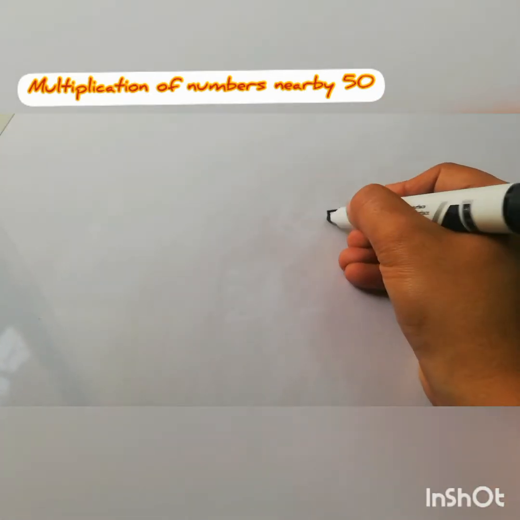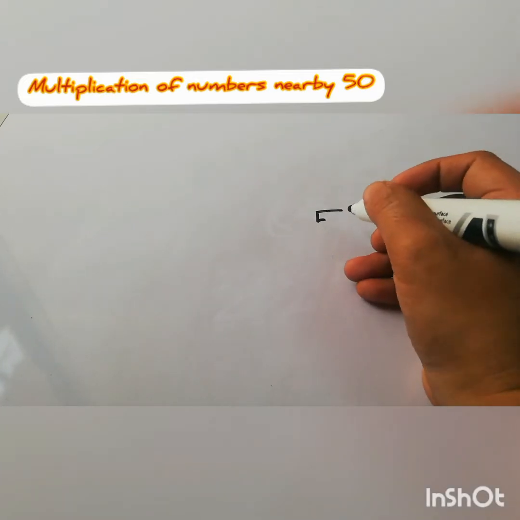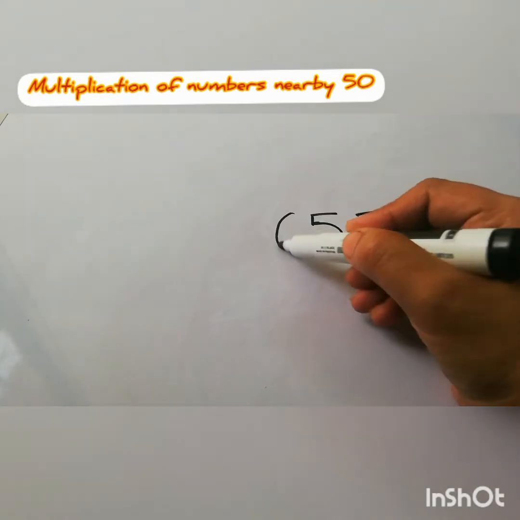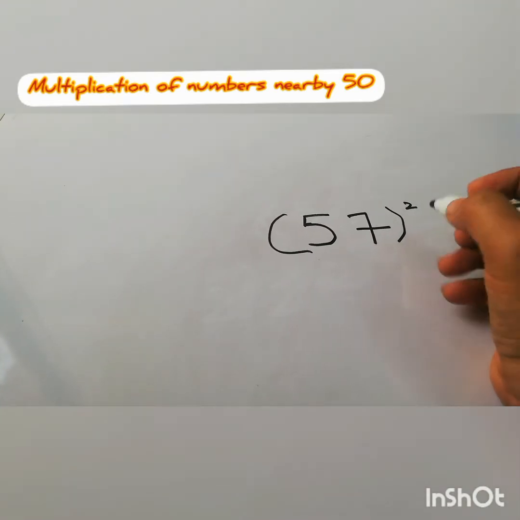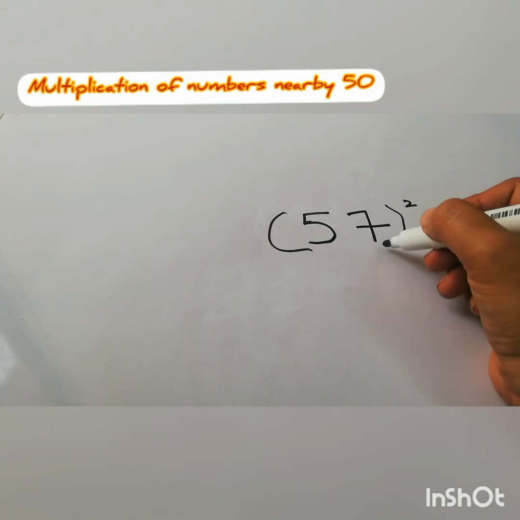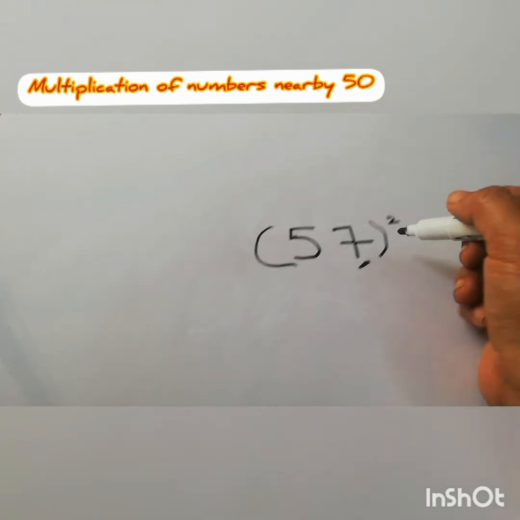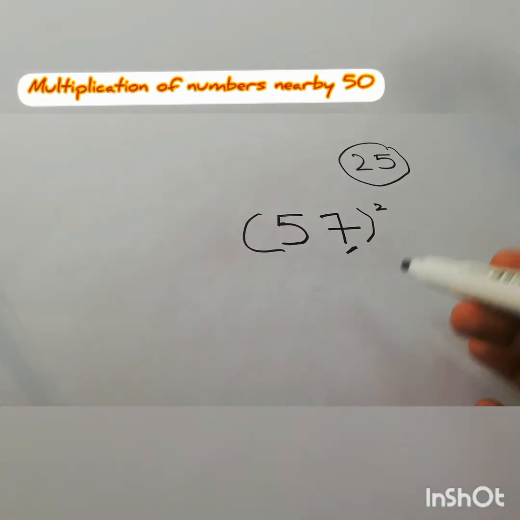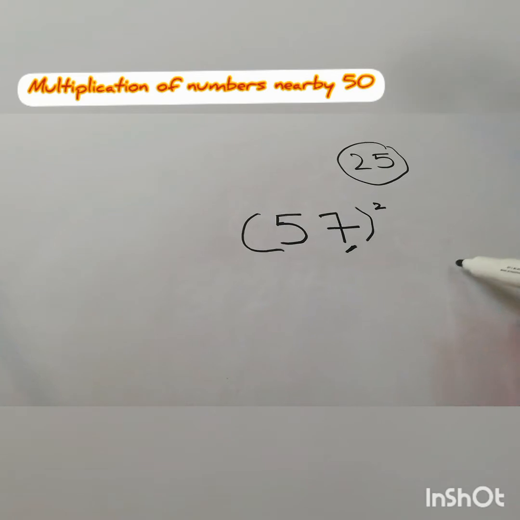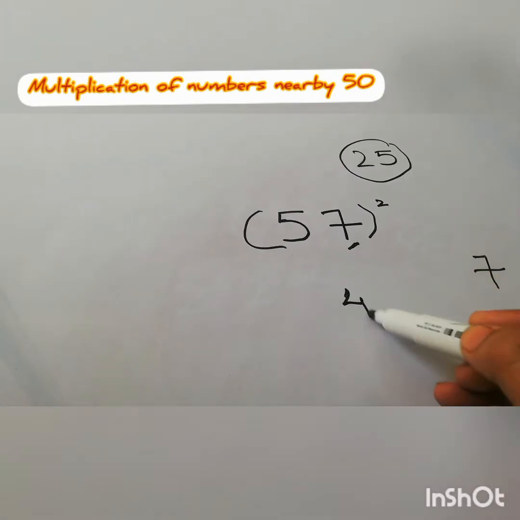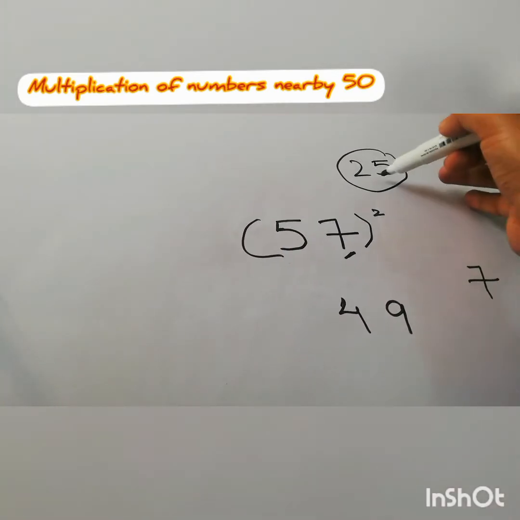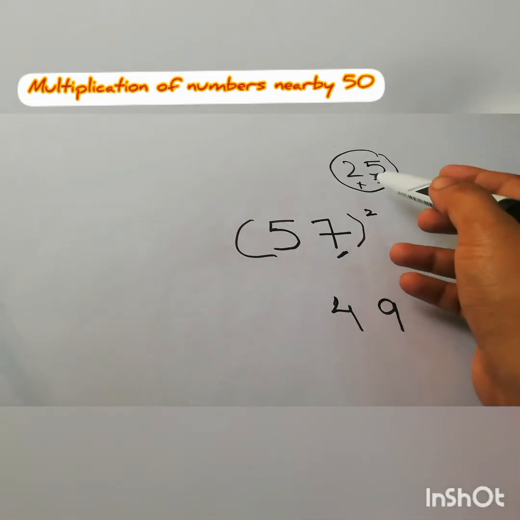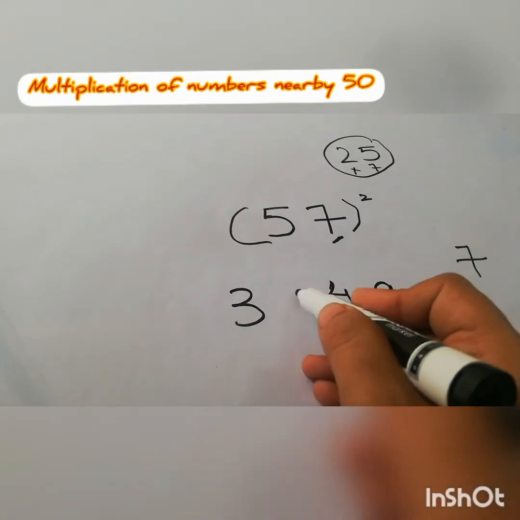Now friends, let us talk about finding the square of numbers that are nearby 50 but are greater than 50. For example, if I have to find the square of 57, I see that 57 is 7 more than 50. I have already fixed 25 in my mind. In my next step, I will write the square of 7 which is 49 and I will add. Since 57 is 7 more than 50, I will have to add 7 to 25. I get the answer 32.